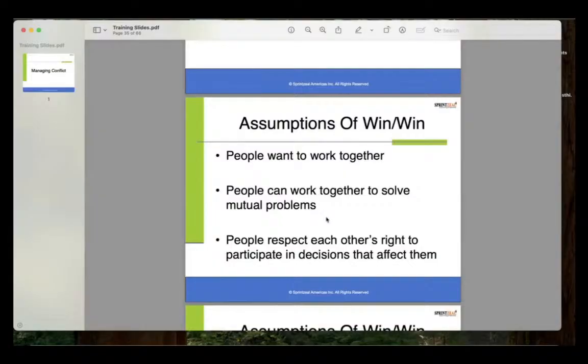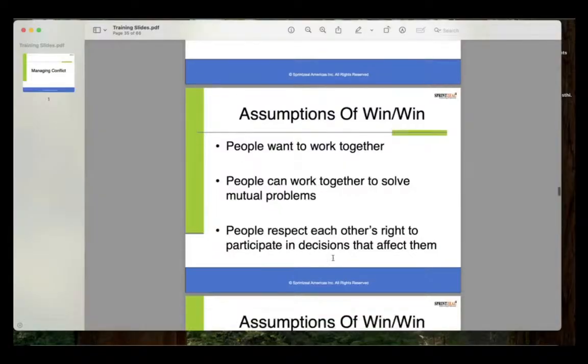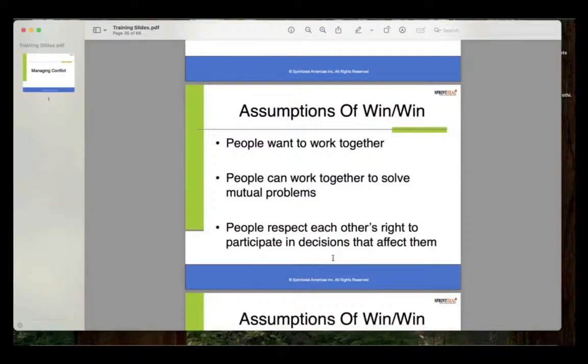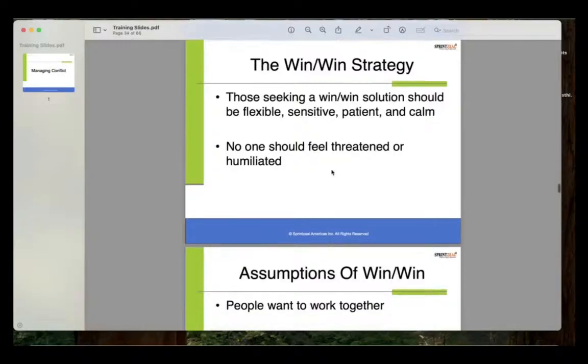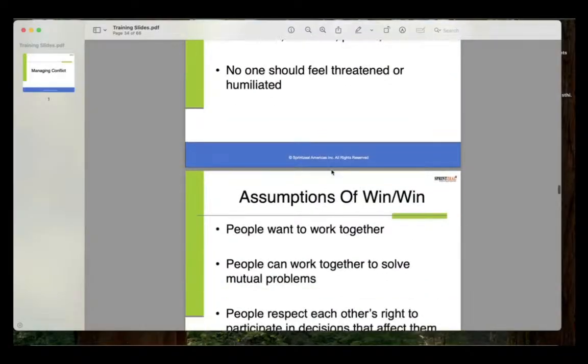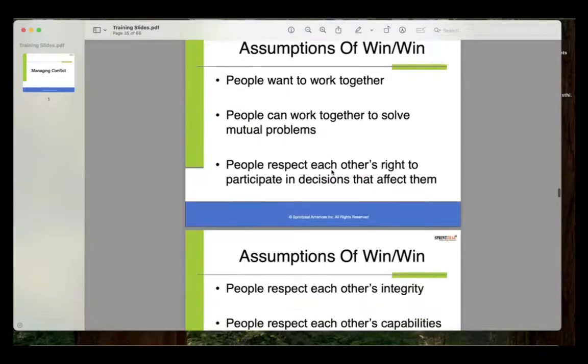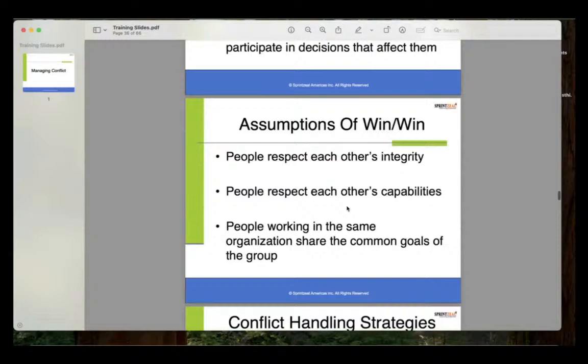Then people respect each other's right to participate in decisions that affect them. As we saw, respect, flexibility, sensitiveness, and being patient are the main points that should be considered in this strategy. Similarly, people respect each other's integrity and capabilities. So it is a very positive strategy. We are going to get positive results with this strategy because it is a win-win.